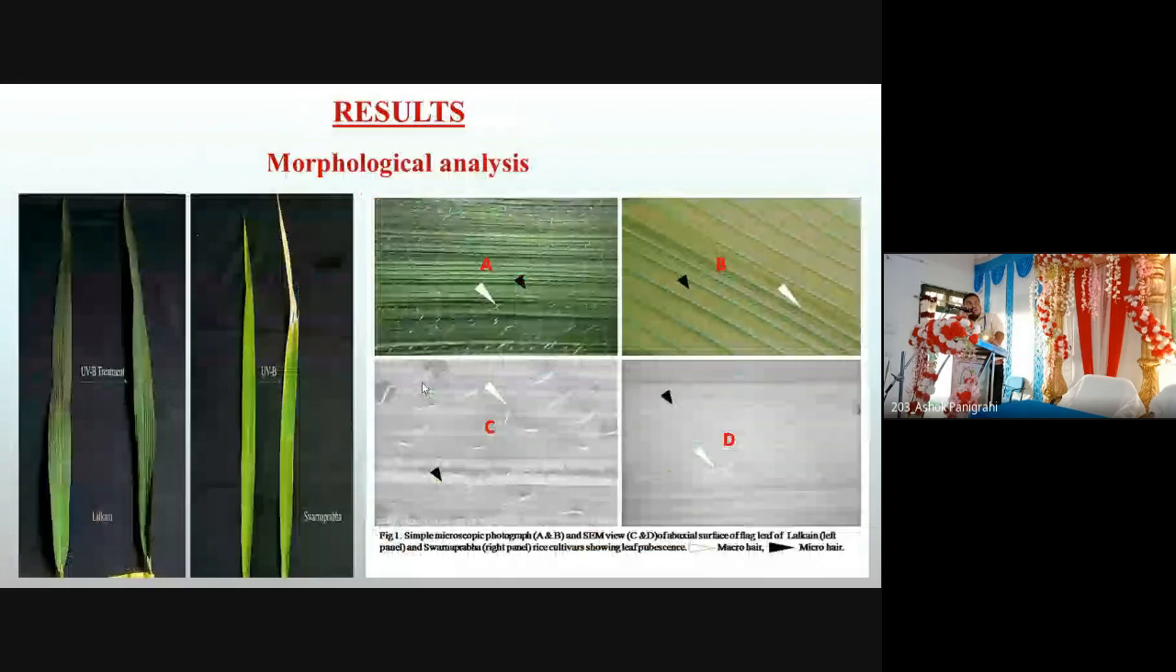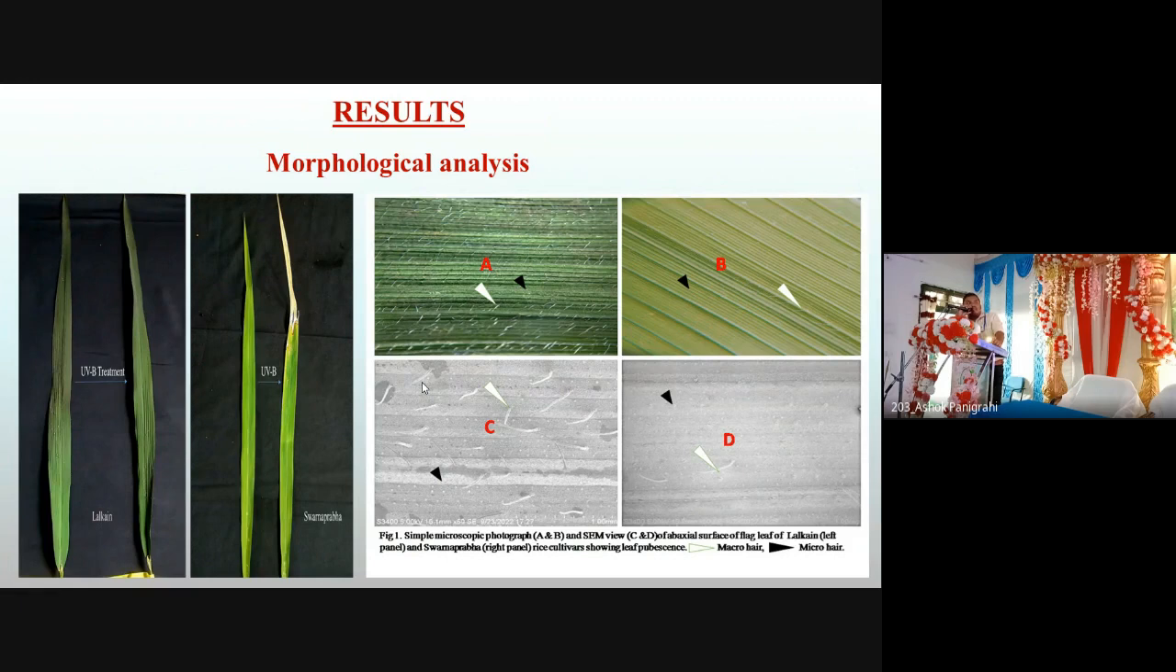In morphological analysis, it is clearly revealed that in Lal Koi variety after the UV treatment, no leaf burning effect is found. Whereas in Swarnaprabha, it is clearly visible that after the UV treatment, the leaf becomes burnt. A and C are the simple and scanning electron microscopic view of the Lal Koi leaf surface, which indicate that it contains higher amounts of pubescent hair on the leaf surface, which acts as a reflectance against the UV radiation.